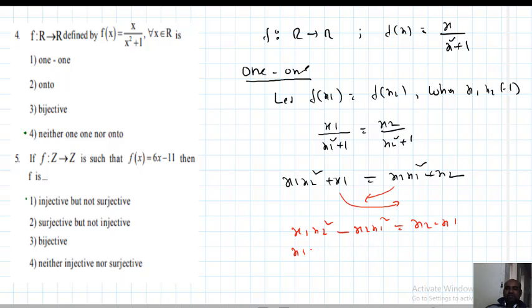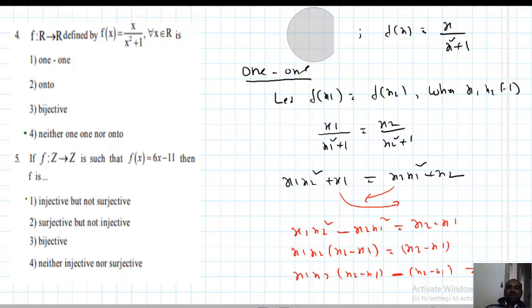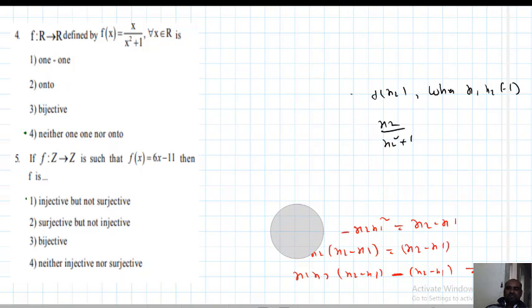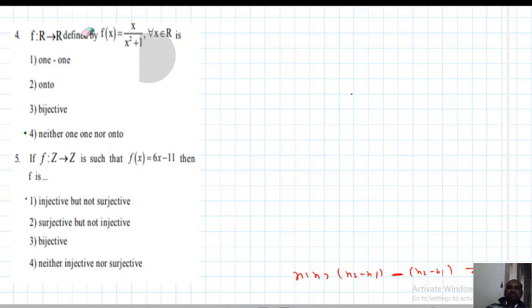Here x1 x2 can be taken in common. What will we get? x1 x2 of x2 minus x1, minus (x2 minus x1), equal to 0. Okay students, now taking x2 minus x1 common, what will we get? (x2 minus x1) into (x1 x2 minus 1) equal to 0.